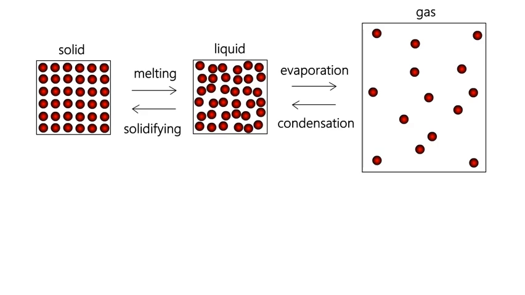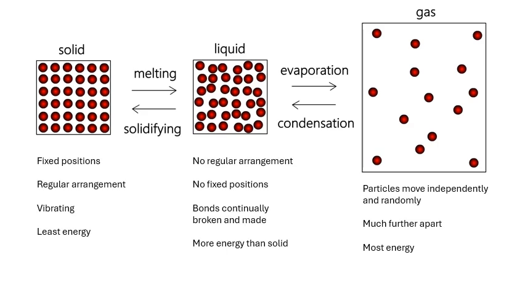So look at this, going from a solid to a liquid, that's called melting. Going from a liquid to a gas, evaporation. Going from a gas to a liquid, condensation. Going from a liquid to a solid, solidifying. It does actually say in your specification that you need to be able to describe what's going on in a solid, liquid and gas. So, you know, I mean, revision of stuff you did in year 7.